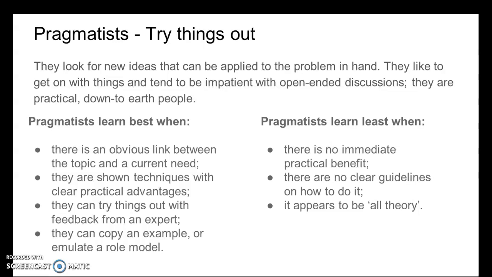Pragmatists learn best when there's an obvious link between a topic and a current need. They're shown techniques with clear practical advantages. They can try things out with feedback from an expert. Pragmatists tend to be quite hierarchical. They like to have somebody who is seen as an expert. They like that kind of structure in place. And they like it when they can copy an example or emulate a role model.